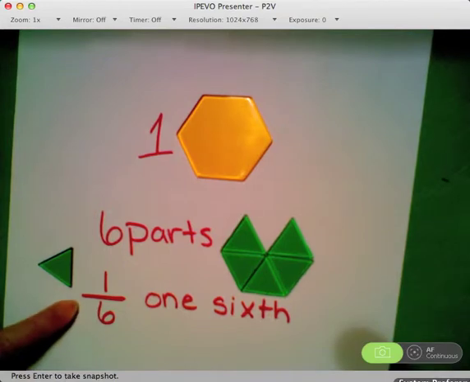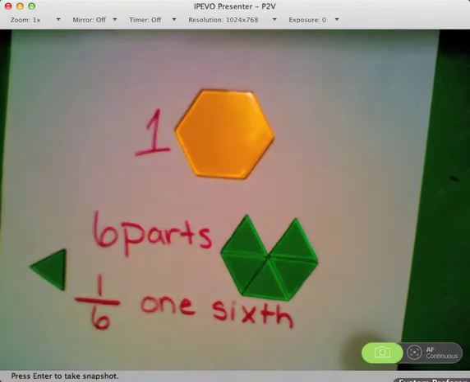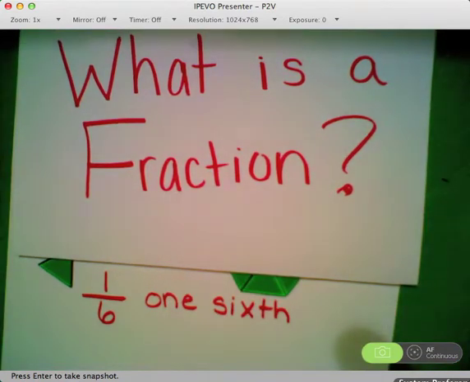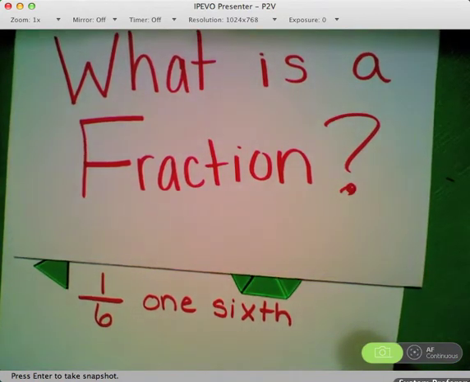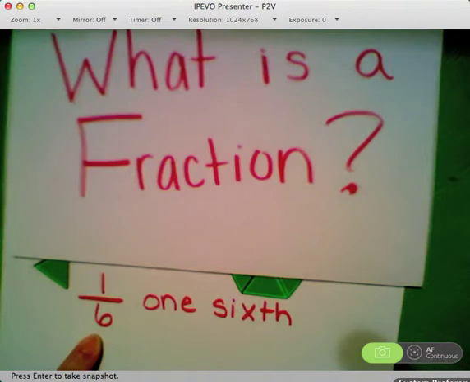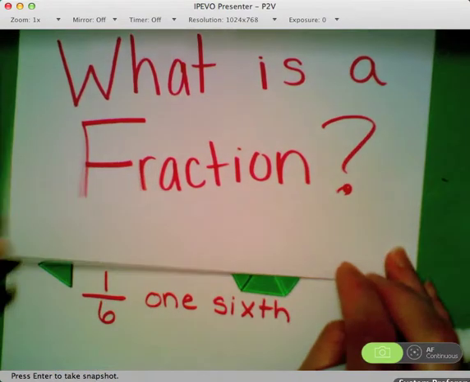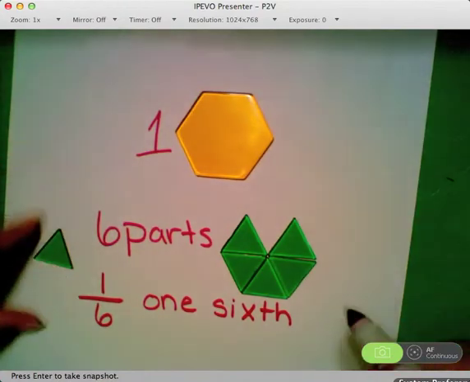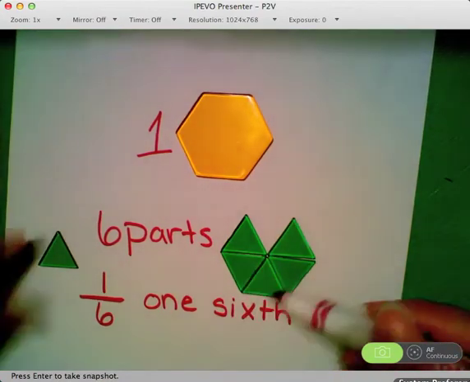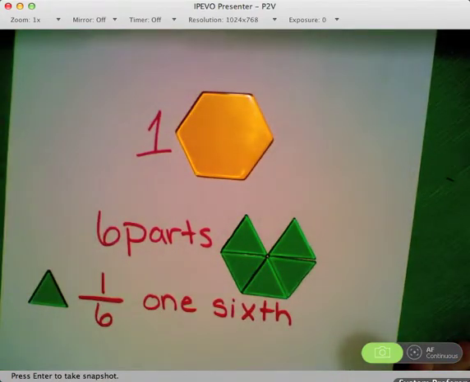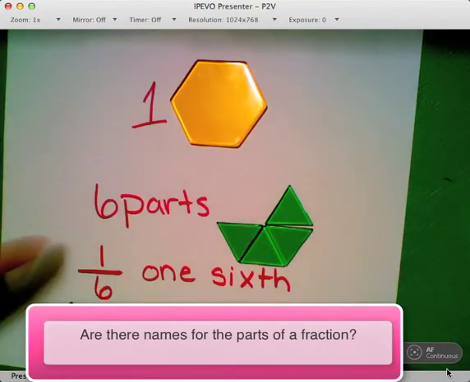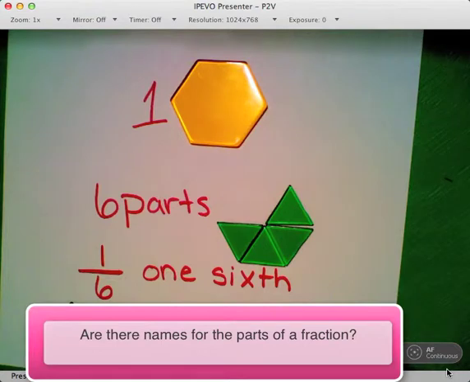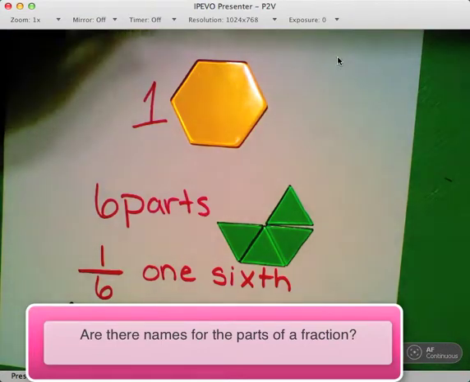Do you know what this is? It's a fraction. 1/6 is a fraction. That is the fractional part. This 1/6 is the fractional part of a hexagon right here. Now, I wonder if these top and bottom numbers have names. What do you say we find out?